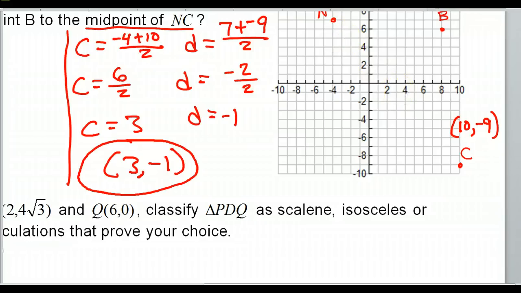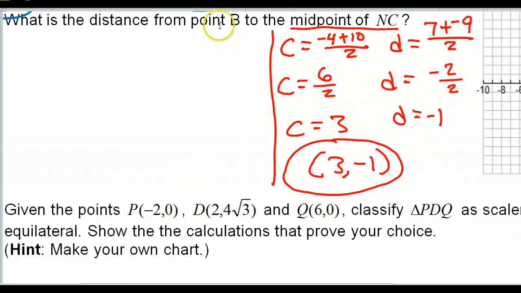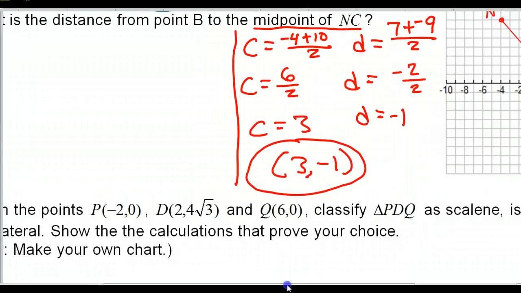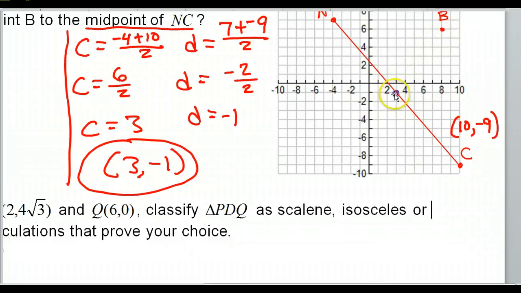Okay, maybe I'll put that on my picture here in purple. So 3, -1. So here's the midpoint of NC. Just to emphasize that it's the midpoint of NC, let's draw this line from N to C. I'll make it red, I think. Alright, so there's NC, and then there's my purple midpoint. So we are supposed to find, now looking back, what's the distance from point B to the midpoint of NC? Okay, so we're supposed to find the distance from point B to this midpoint.